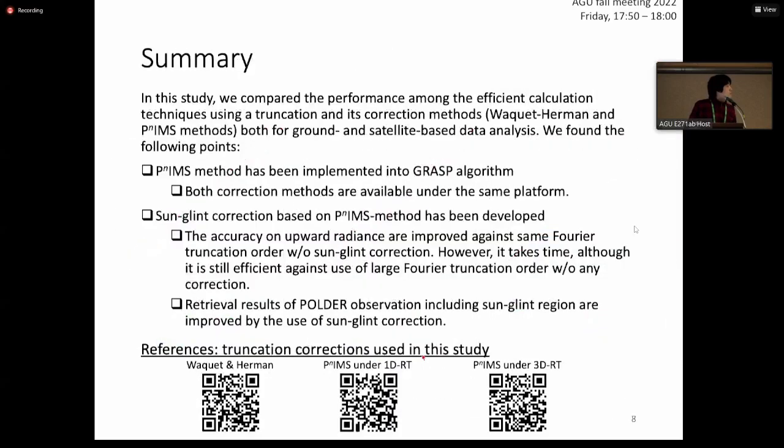So this is the summary. In this study, we compared correction methods of the truncational problems, and we newly developed a correction method for the sunglint truncations. Both methods are compared in the GRASP algorithm, and we also apply them to the observational data. Then we get an improvement using the sunglint corrections for the polar retrievals. That's it. Thank you.